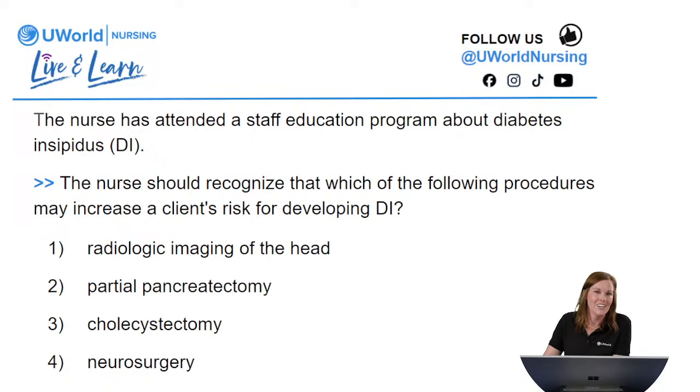This is our correct answer. Remember, we talked about anything that can inhibit that pituitary gland. That is going to send these messages that are important for our ADH secretion. So again, neurosurgery is our correct answer. Anything that's impairing the messenger for our ADH is going to be a cause for DI.